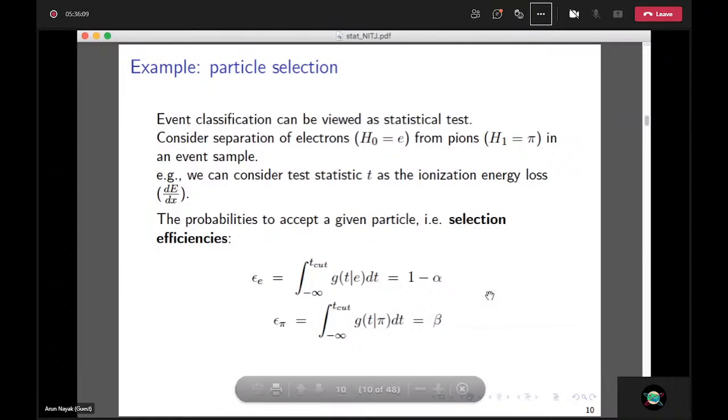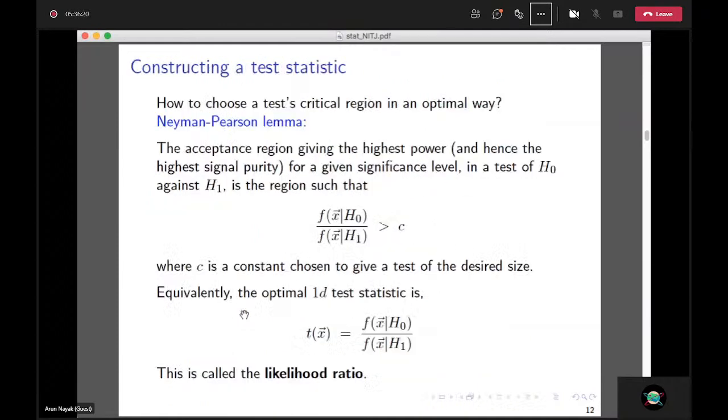So the threshold is such that you can maximize one and you can minimize one. So like you apply a threshold to reject any class of objects. So let me skip more detail. Now, what is the best way to choose a test statistic, or the optimal way, and how to choose the test critical region?